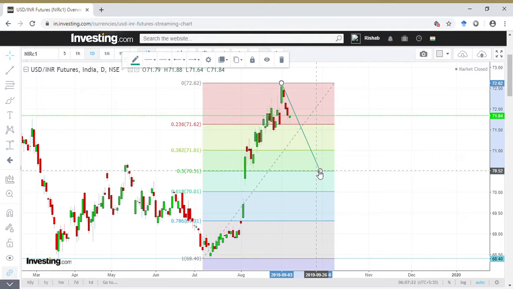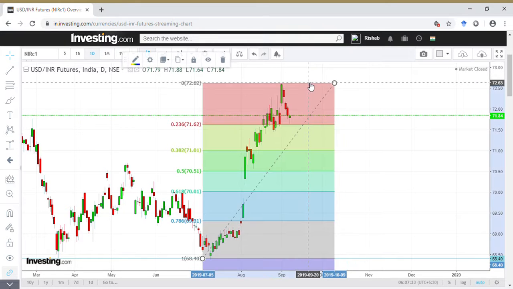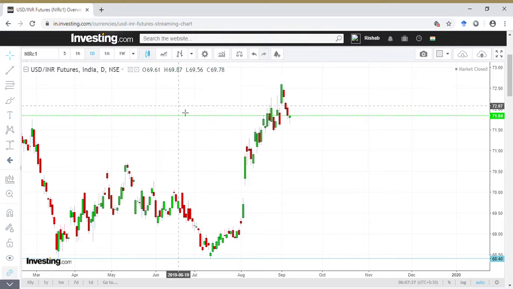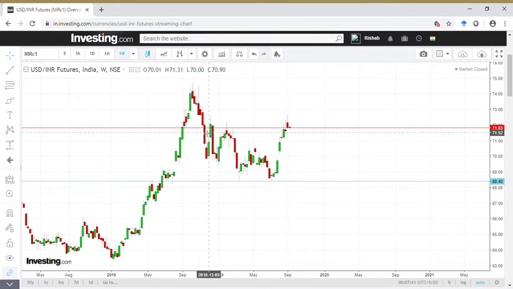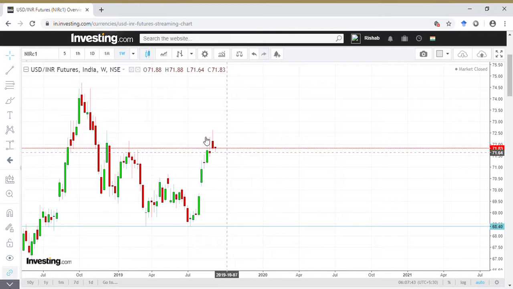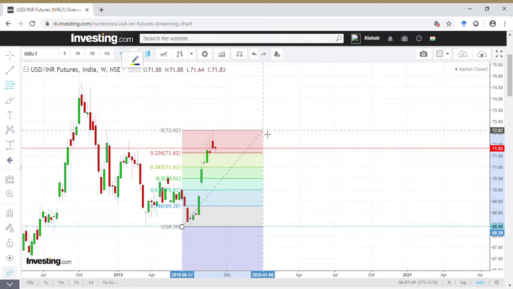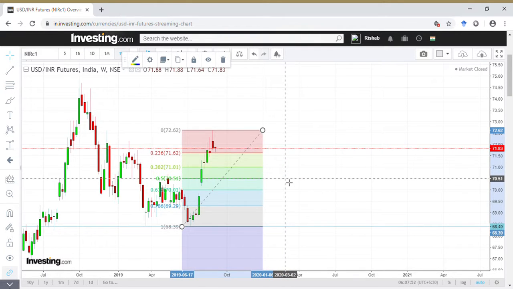So it can come down to 70.51, where we can enter, and then, as we saw previously, as per the extension targets, we can keep our target levels, and thereby we know that USD versus INR will move to such targets. Right now it is going down. How far it goes down is what we saw just now. I'll show you again: it can go down up to 70.51. Here we can enter.